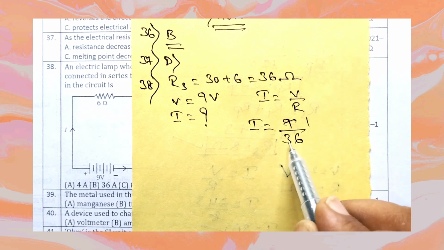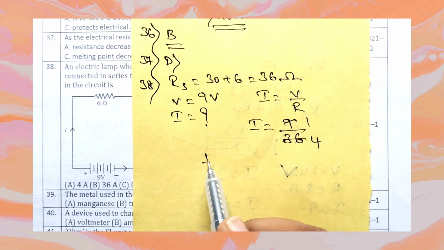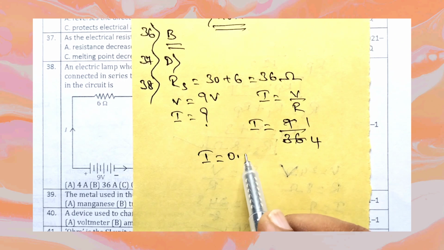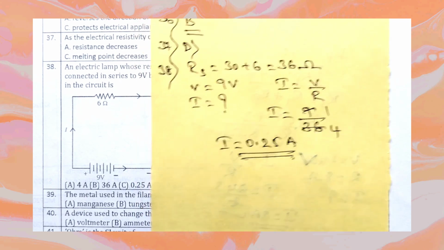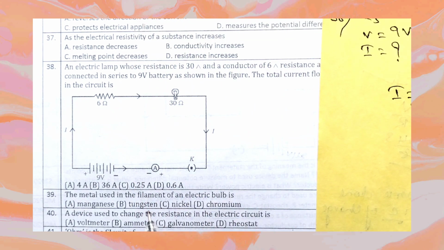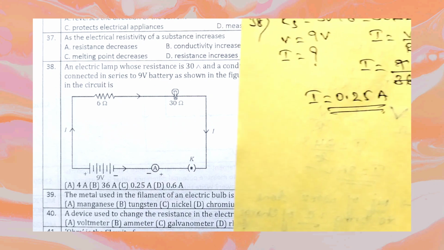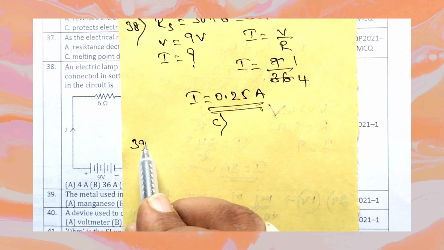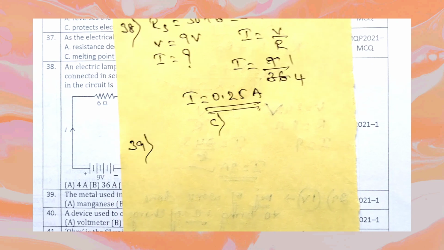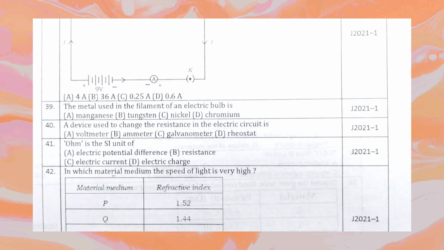So 9 ones are 9, 9 fours are 36. So I is equal to 1 by 4, that is 0.25 ampere. So the current that flows through the circuit is option C, 0.25 ampere. Option C is the right answer for the 38th question. Now let us move to the 39th question.